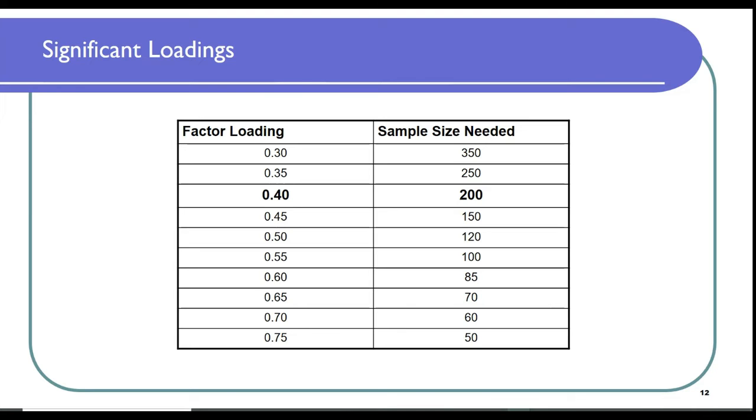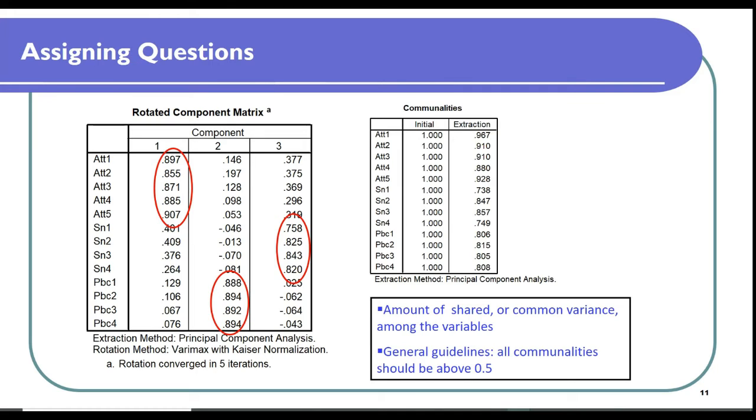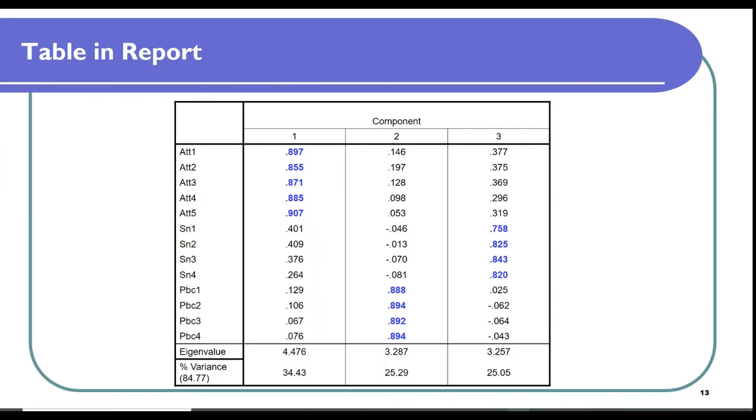In this case, our sample size is 192, almost 200. So our acceptable factor loading, based on this table, is 0.4, meaning that our factor loadings should be greater than 0.4. If we look at our rotated component matrix, we can see that all of the factor loadings are greater than 0.4, meaning that they are good enough to be considered as a single factor.